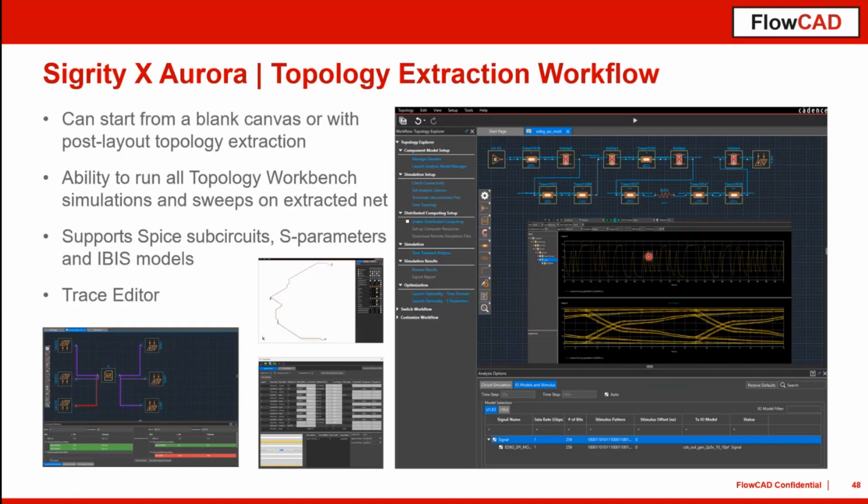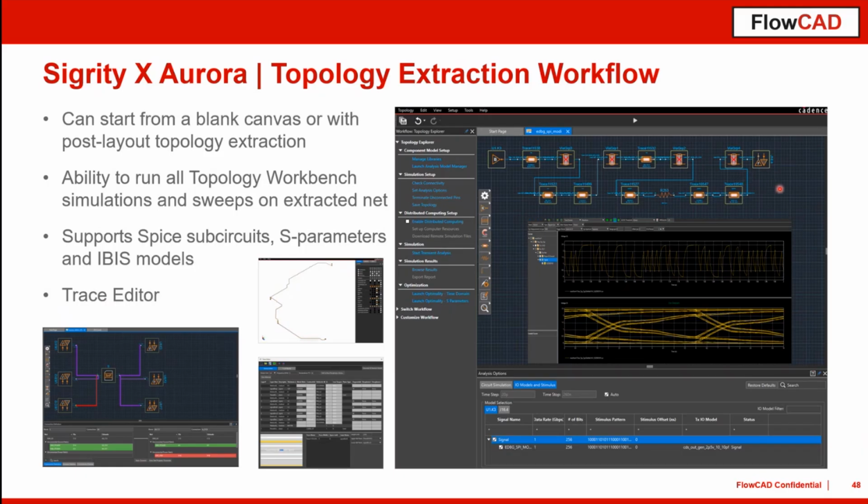Now finally, I just want to jump over to the Topology Explorer, which is a very powerful tool also included in this tool license model. In Aurora, which I didn't show you at the beginning, we have this topology extraction workflow that enables you to directly extract traces from your board file or even from the constraint manager. And then it will be shown here in this Topology Explorer.